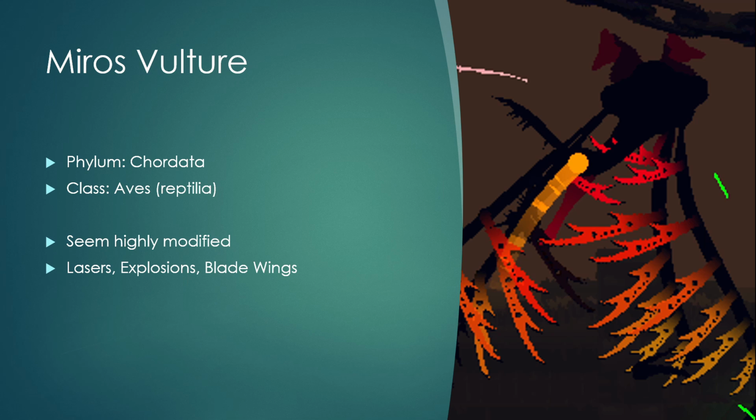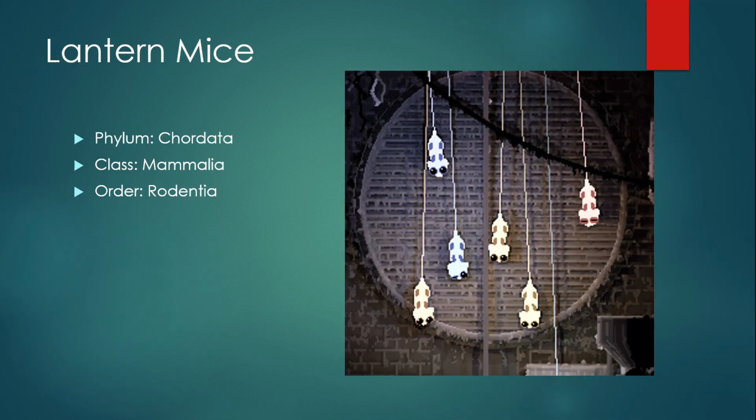Alright, next up, Miros vultures. Miros vultures would be Chordata and Aves. They are seemingly highly modified organisms. They have blades for wings. They have a laser that shoots out of their eye and creates explosions. So I really think that these things are just genetically modified variations of the Miros bird and vulture. Either that or come from the same general genetic makeup as the Miros bird and vulture, and are modified to select for different characteristics.